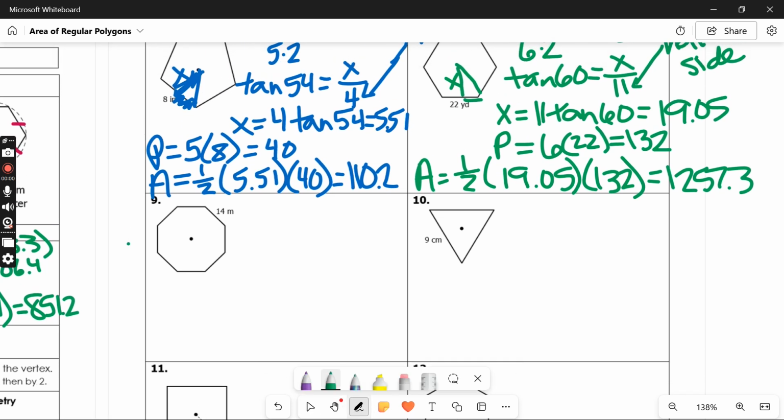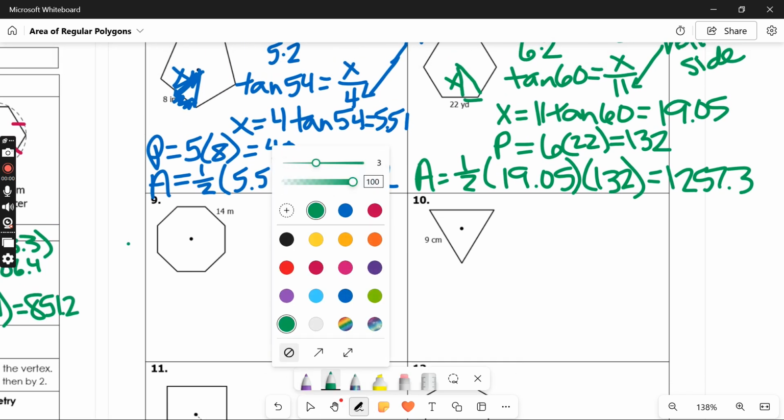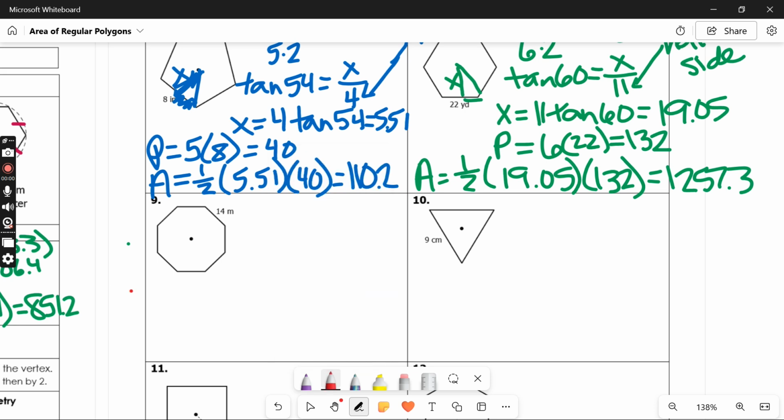Okay, so using those steps that we did on 7 and 8, you should try 9 and 10. So pause it, try 9, try 10. On number 9, you should get an overall area of 946.4. And you're doing those same steps: angle, tangent, multiply by tangent, perimeter, area. On number 10, you should get 35.1.